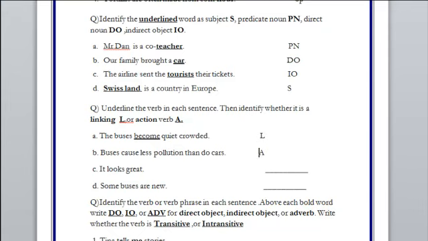Okay, the next one: it looks great, smells great, looks great. I have an adjective that comes after the verb, and this is called a linking verb because it speaks about one of the five senses. So this will be a linking verb. The last one: some buses are new. Same thing for this one. The verb is are, and it's a linking verb because I said the verb to be will be a linking verb. We did not underline the verbs, so let's do it. Underline all the verbs in the sentences provided over here. So looks, and here we have are.